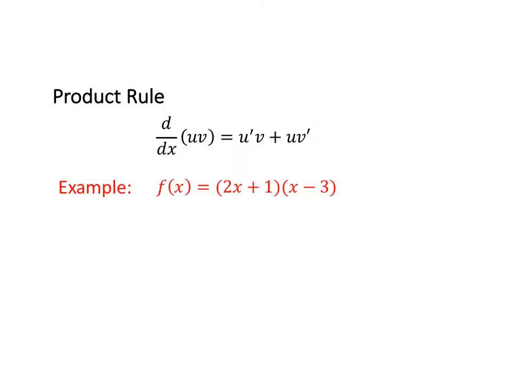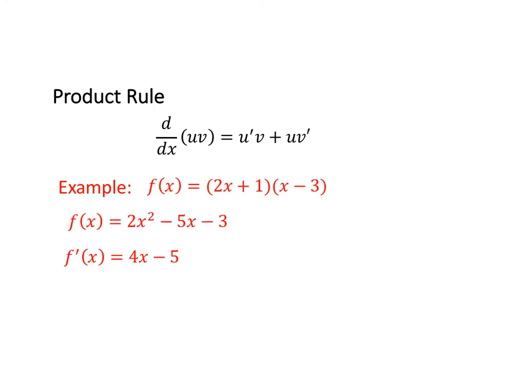So let's look at an example. Let's say we've got a function 2x plus 1 times x minus 3. First of all, if we were to simply FOIL this out, this is one way we could do the derivative. So if we just FOIL 2x plus 1 times x minus 3, we get 2x squared minus 5x minus 3. And then we could just simply go down the line.